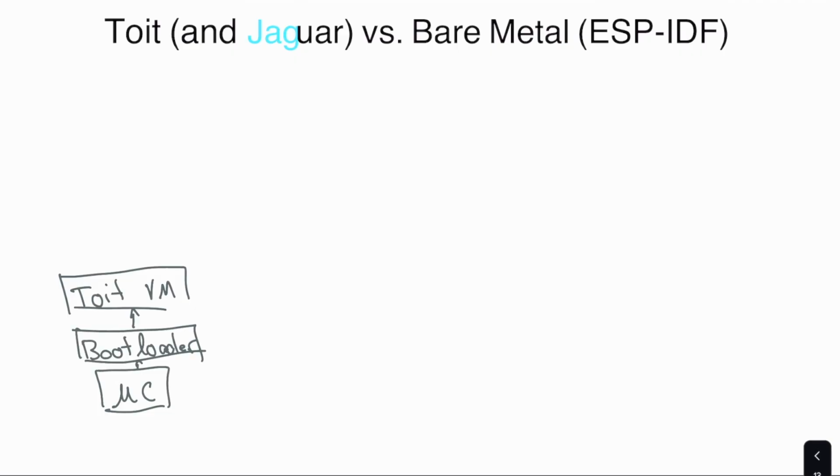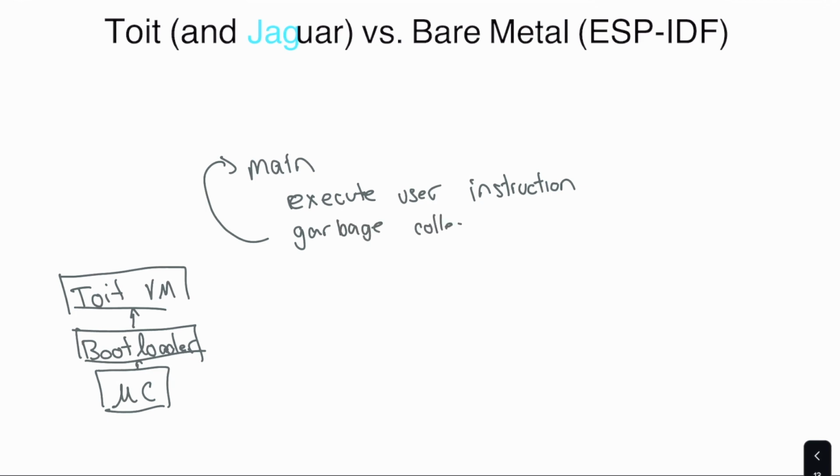You can think of it as just having a loop where it'll do something like execute a user instruction, and it'll just continue to do that in a loop, while behind the scenes, after executing each of your instructions, it'll do something like garbage collection, or sending something over Wi-Fi. In fact, the general term would be to say that it manages the system.